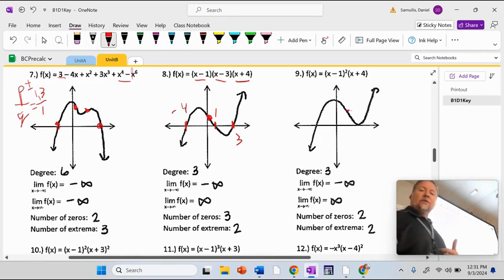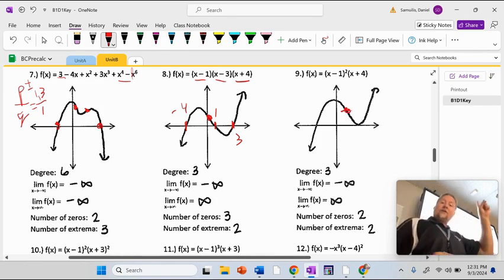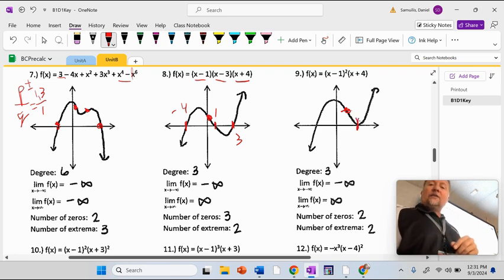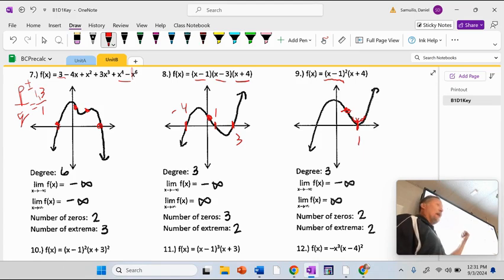And then same thing with this one. Oh, and then this is another one. Oh, sorry. Yes, I know this is at 1, 0. And I know that's a bouncer. This is what we did last year. You were expected to make sketches of this through zero analysis.